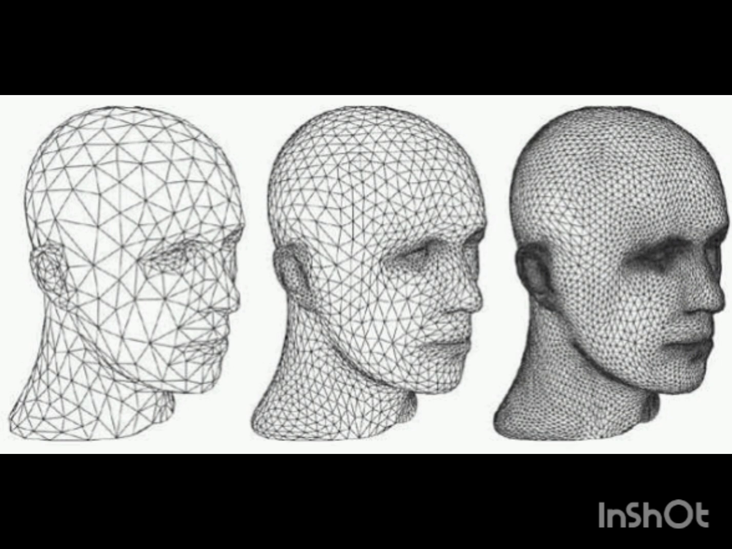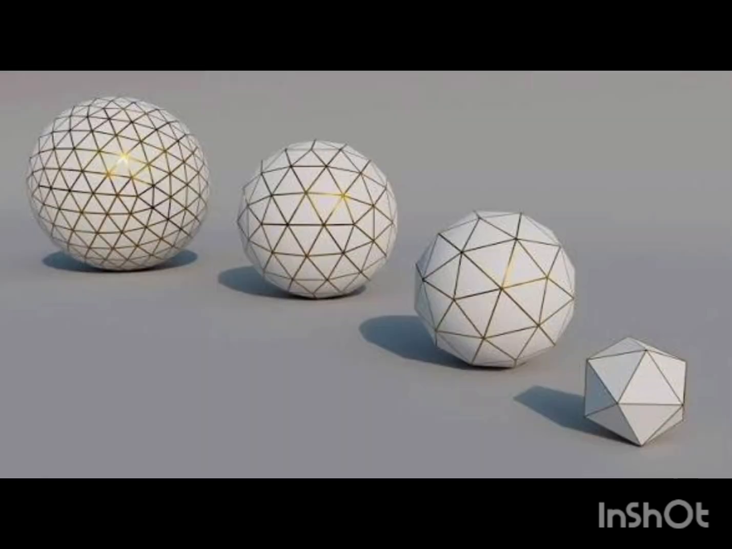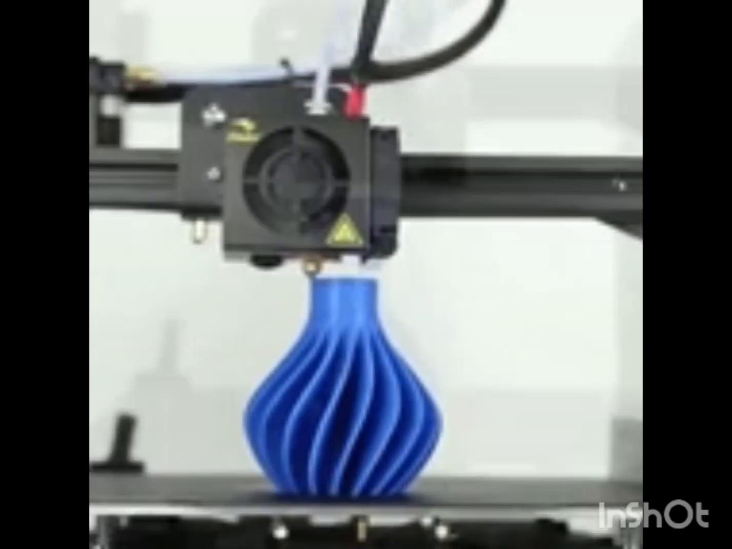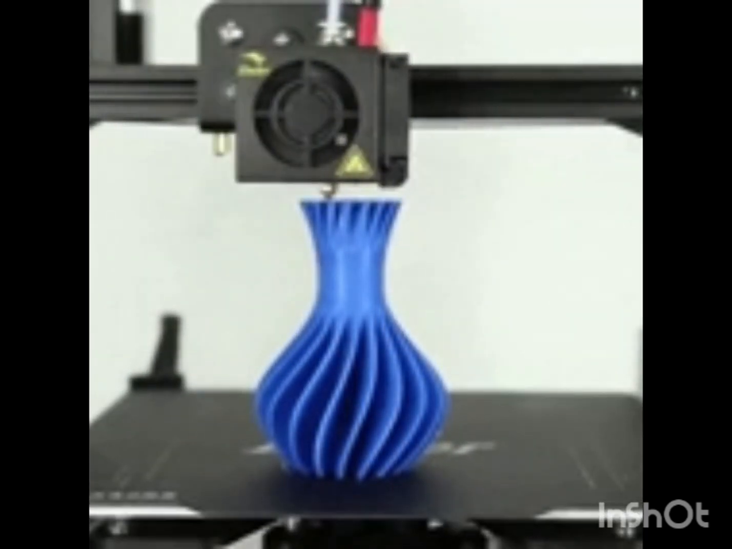Now, these triangles collectively reproduce the exact shape of the object, or in our case, teeth and surrounding structures. And the greater the number of triangles, the smoother and more accurate the digital model becomes. However, a large number of triangles also increase the file size. Unlike photographs, STL files do not store color, texture, patient's photograph, or internal anatomy. They only contain the external shape of the scanned object.